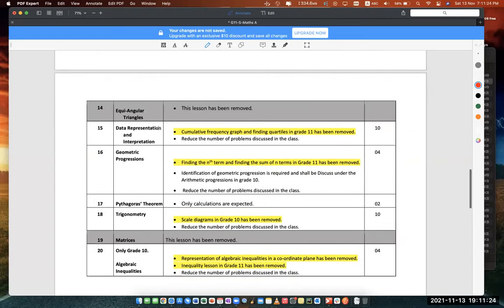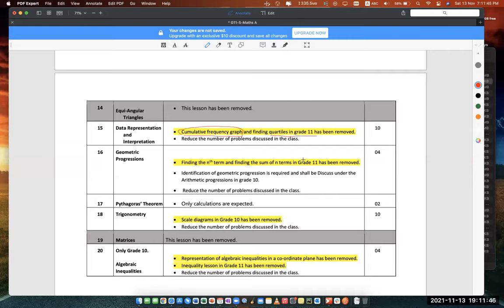Then data representation and interpretation. The cumulative frequency graph is entirely removed, and also finding the quartiles, the first quartile, the second quartile, the third quartile. So no more quartiles. You don't have to find any quartiles. This part is entirely removed from the syllabus. So cumulative graph is removed, quartiles is removed.